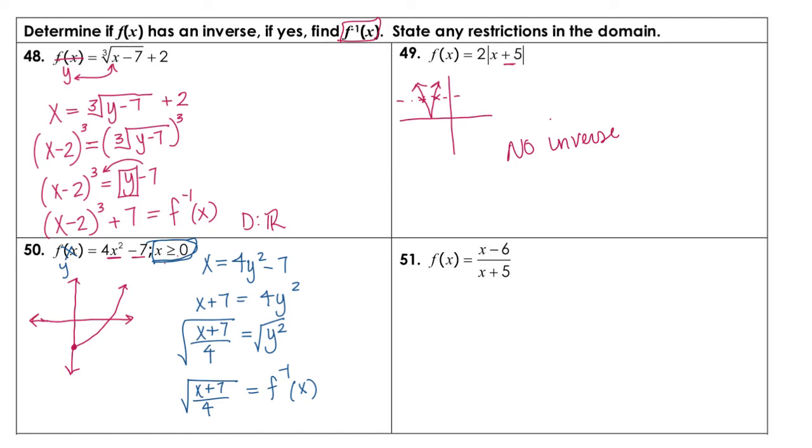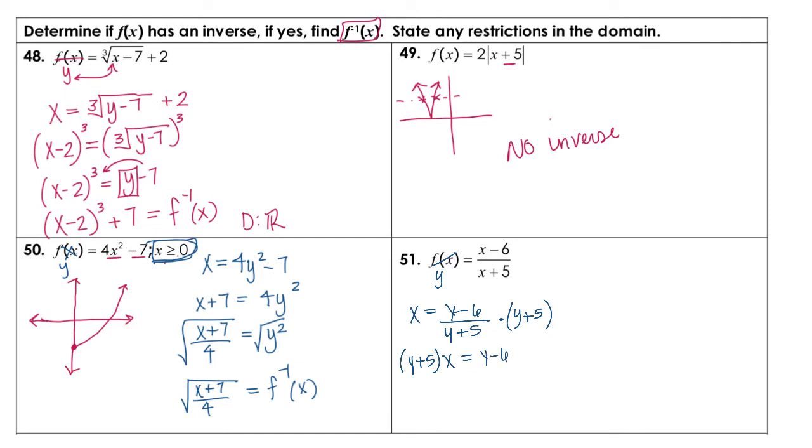All right, looking at number 51, this one again would pass your horizontal line test. We do change f of x to y, and we're going to change places with x and y. So I have x equals y minus 6 over y plus 5. And now we're going to multiply both sides by y plus 5. And that's going to remove that from the denominator. And if we do that, then I have y plus 5 times x equals y minus 6.